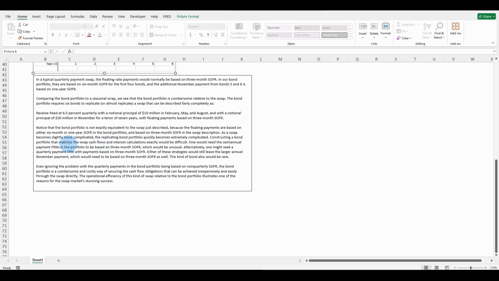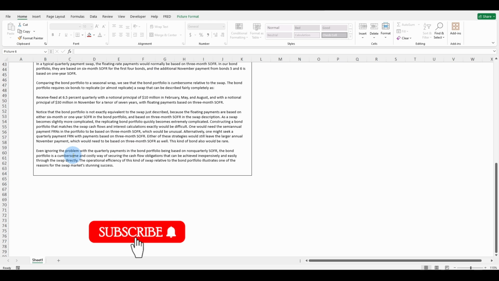As a swap becomes slightly more complicated, the replicating bond portfolio quickly becomes extremely complicated. Constructing a bond portfolio that matches the swap cash flows and interest calculations exactly would be difficult. One would need the semi-annual payment FRNs in the portfolio to be based on the 3-month SOFR, which would be unusual. Alternatively, one might seek a quarterly payment FRN with payments based on 3-month SOFR. Either of these strategies would still leave the larger annual November payment, which would need to be based on 3-month SOFR as well. This kind of bond also would be rare.